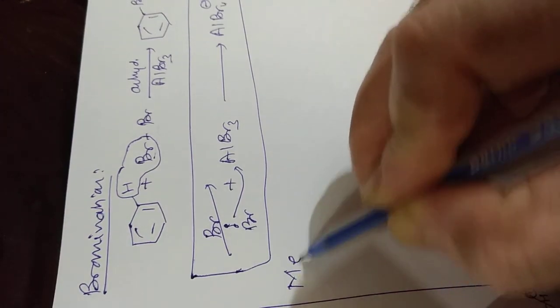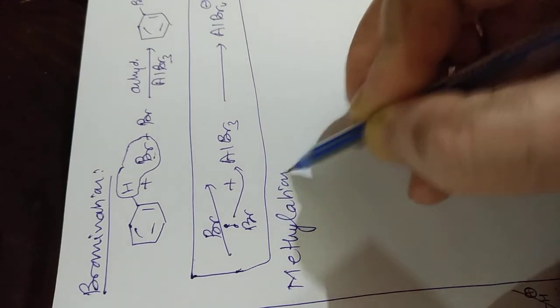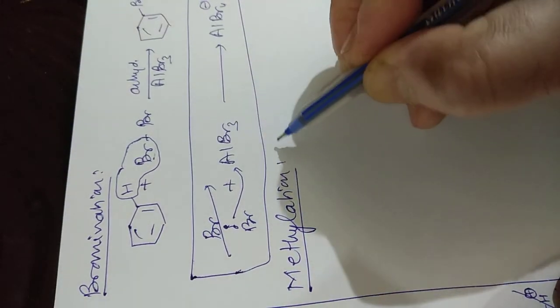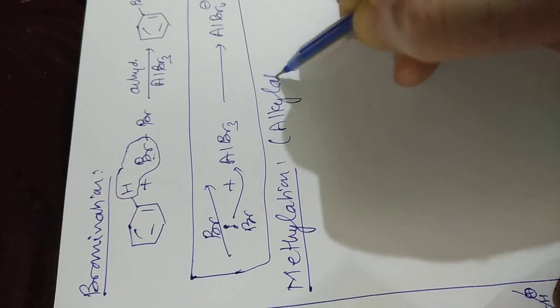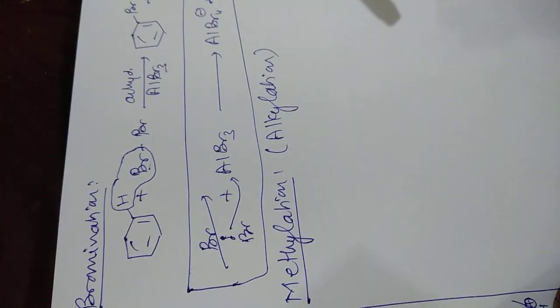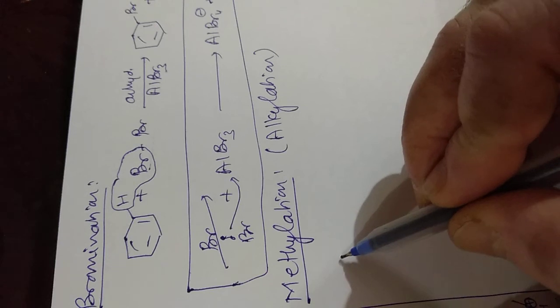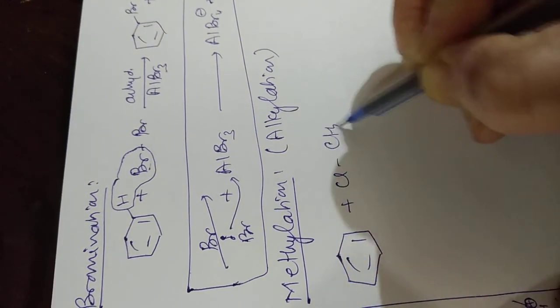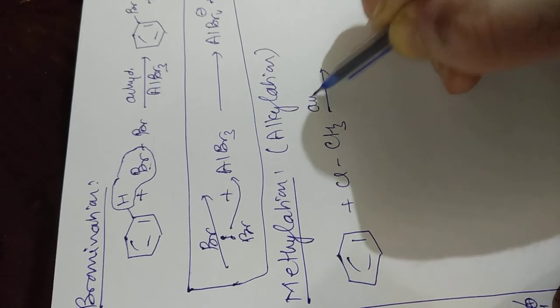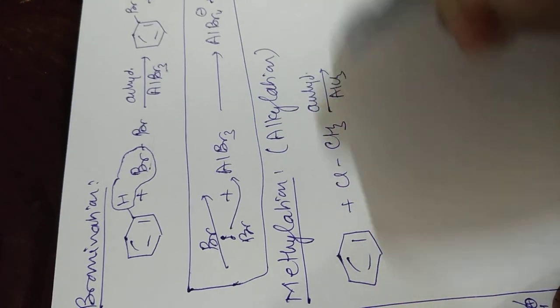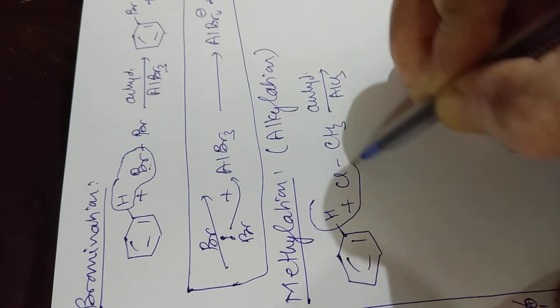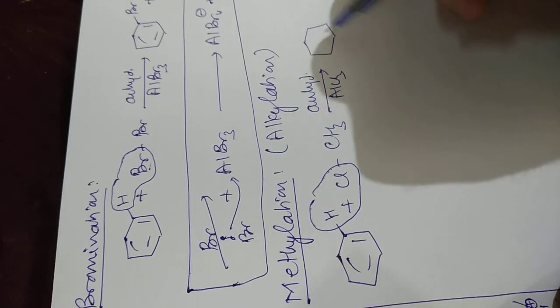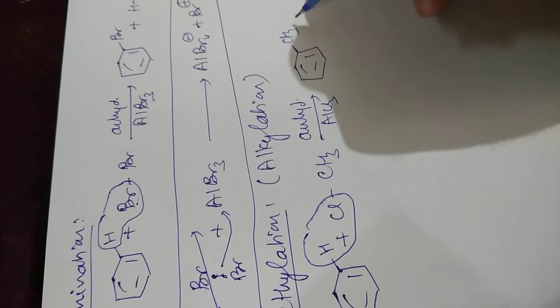If we do the methylation reaction, it is part of alkylation. Alkylation is a combined term, one term to introduce an alkyl group on the benzene ring. Suppose benzene is treated with chloromethane in presence of anhydrous AlCl3, then it will lose HCl. As a result, toluene is formed.